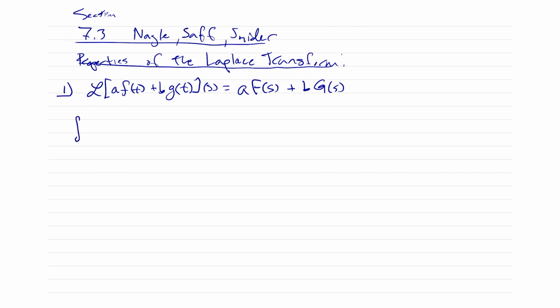So if I write this as the integral from, say, 0 to infinity of a f(t) plus b g(t) times e to the minus st dt, well, we can go ahead and distribute e to the minus st through, and we can also split that resultant sum over the integral. So this is, just skipping a few steps, what we end up getting.